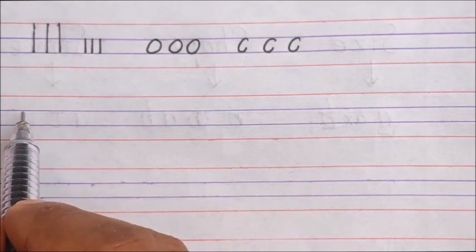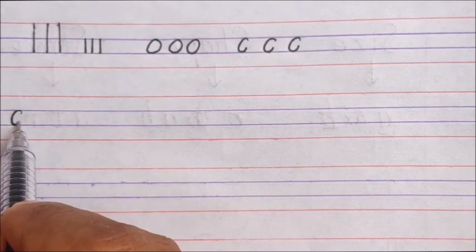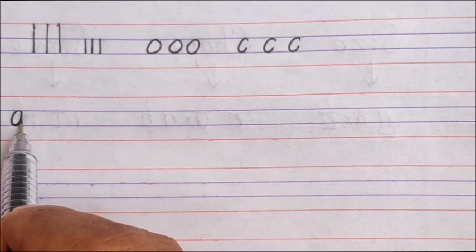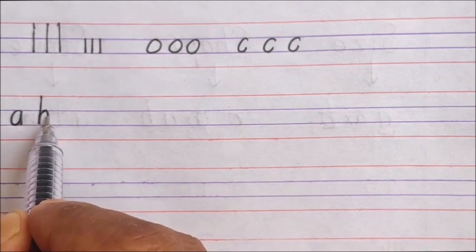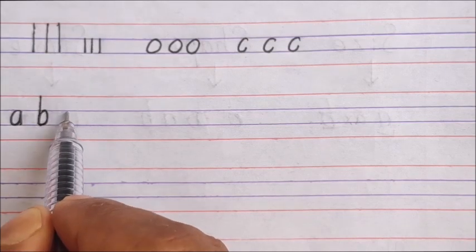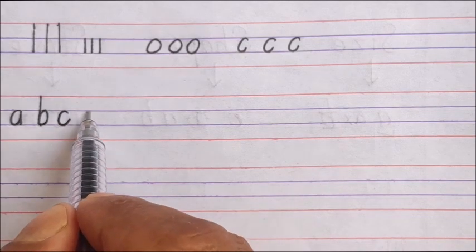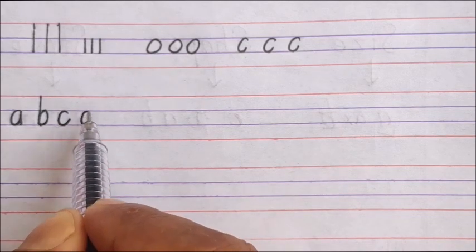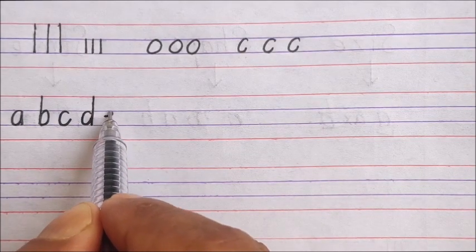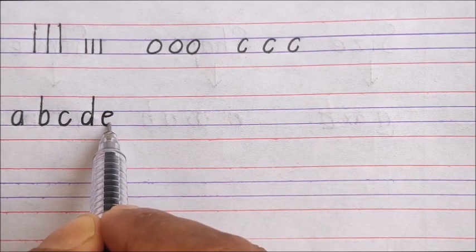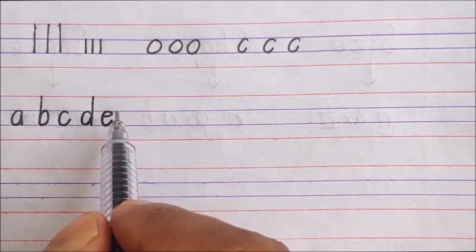Now let's write A. This is oval and straight line. B, straight line and oval. C, open oval. D, little open oval and straight line. Oval and little open oval, you can write E using this.